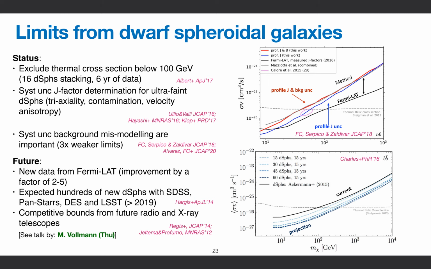So in the future, we don't really expect the LAT to improve the limits very much. However, what we expect is the discovery of many new dwarfs. 100 of them are expected with the future LSST, and this will give us another set of constraints that we can make with gamma rays. And competitive bounds, I want to mention, are also expected from future radio and X-ray telescopes, and there will be a dedicated talk on radio emission by Martin Follman on Thursday.